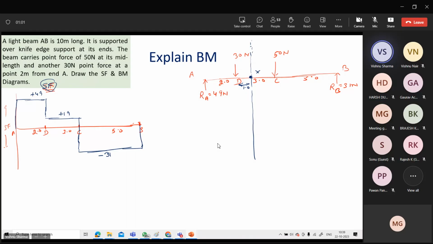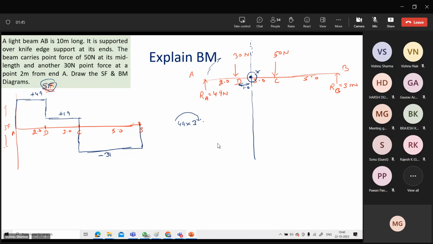About x, now my question to you is, is Ra going to cause a clockwise movement or anti-clockwise movement? About x, is Ra going to cause clockwise? Clockwise. Everybody agrees, about x, this is the point. So it will cause a clockwise movement. Yes or no? Correct? So this 49 newtons will cause a clockwise movement about x, and that will be 49 into 3. Am I right? Because the lever will be 3 meters, 2 plus 1. Correct, guys? Yes or no?